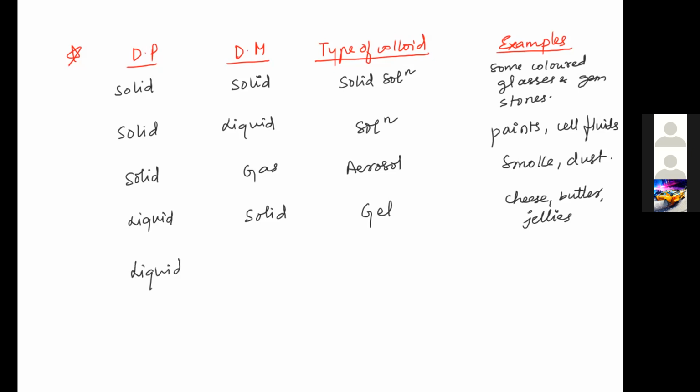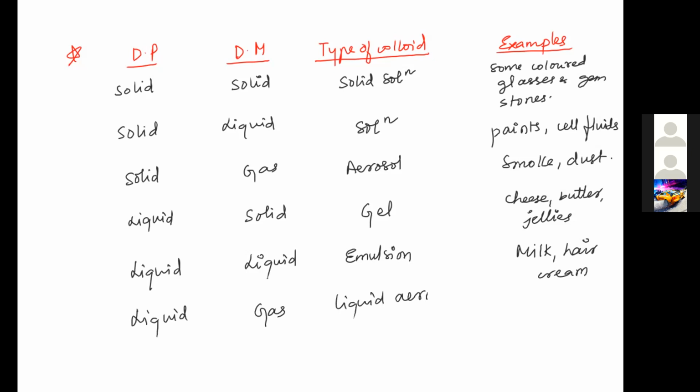Liquid in liquid is an emulsion: milk, hair cream. Liquid and gas is a liquid aerosol: fog, mist, cloud. All these are under liquid aerosols.